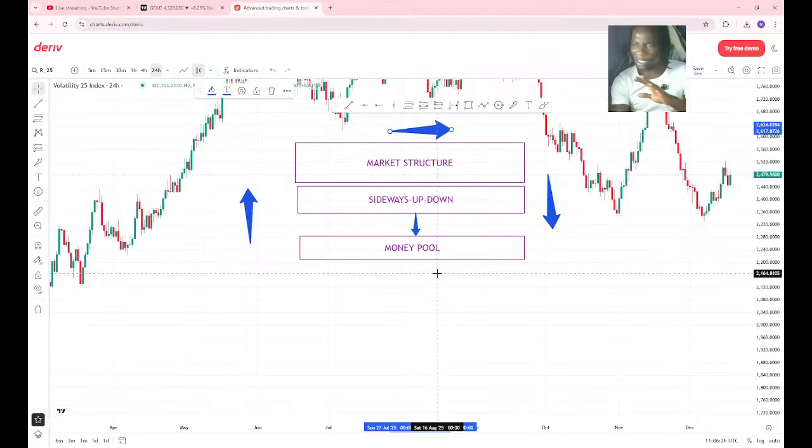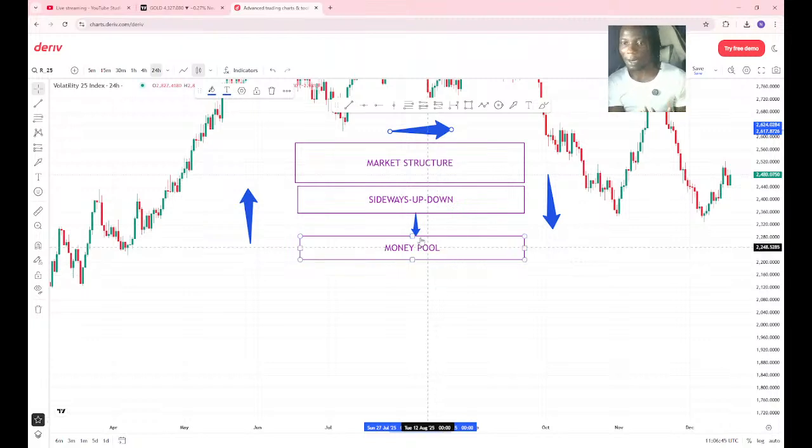Now, we'll get on the chart work. I know it looks boring now because I'm not doing the actual chart work. After this section, we'll go live on the chart so you can see how it works. So then you move to the money pool. What is the money pool? It's the point you'll be looking at to take your interest from.